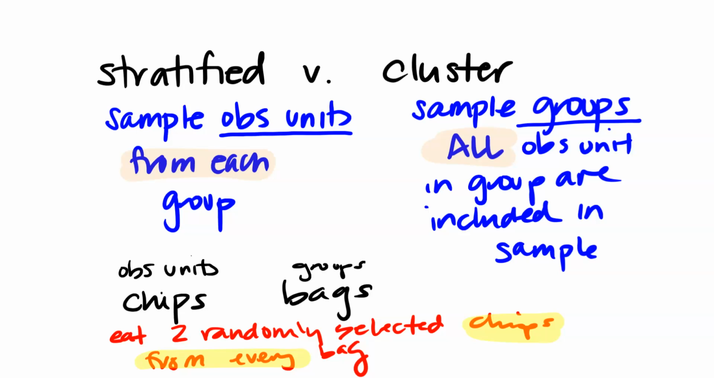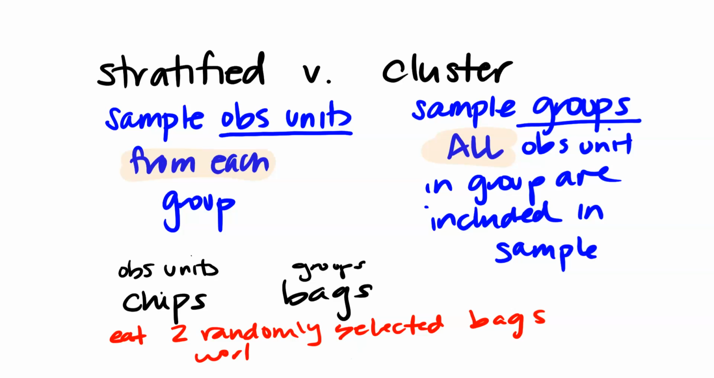Versus a cluster, we would switch this up. Instead of randomly selecting the chips, we would randomly select, say, 2 bags, and then we would eat all the chips. So in this case, we know the entire bag is good, but we only know this about 2 bags, and who knows what's happening with the rest of the production line. So cluster is definitely more efficient. It wouldn't ruin all of our bags of chips, but it doesn't give us quite the same level of precision that a stratified sample would.